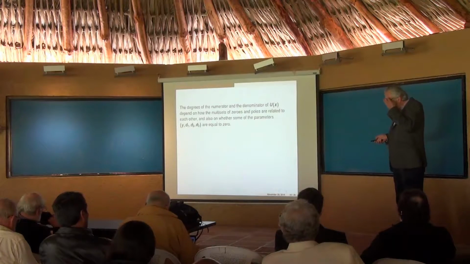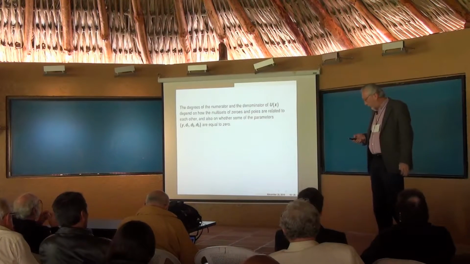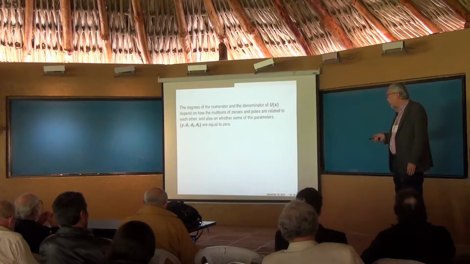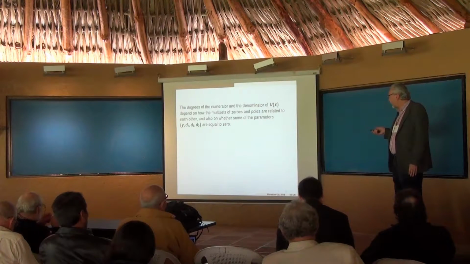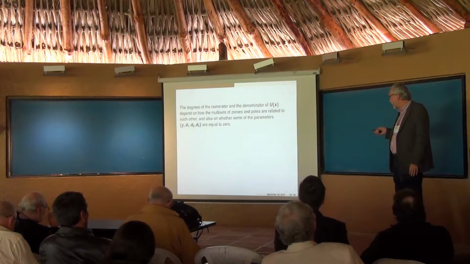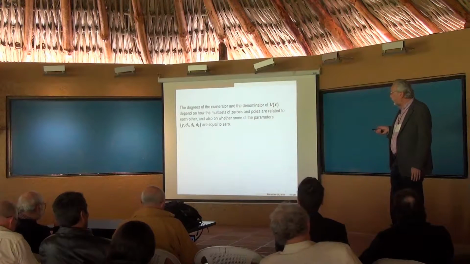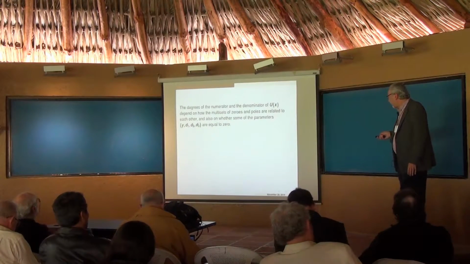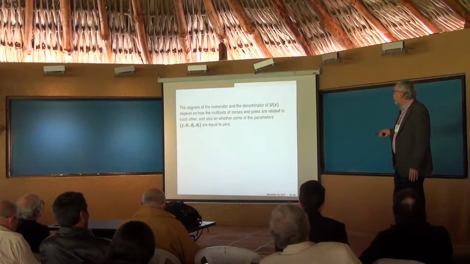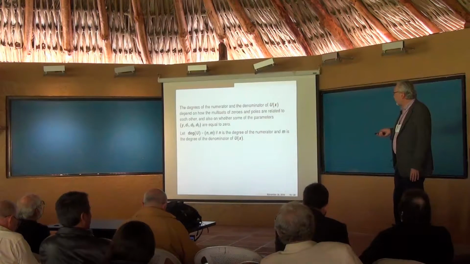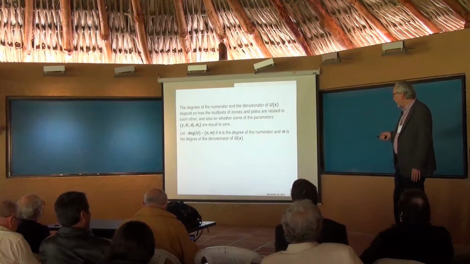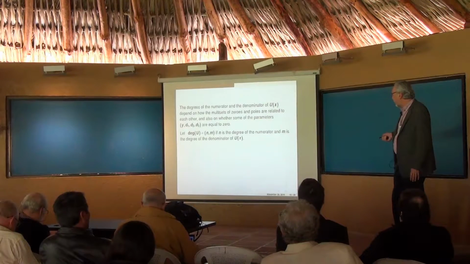And if we give values to the parameters, we can get some cancellations of zeros and poles. So the degrees of the numerator and denominator of u of x can be certain numbers, not every possible pair. Let's use this notation: degree of u is the pair n, m. n is the degree of the numerator, m is the degree of the denominator.